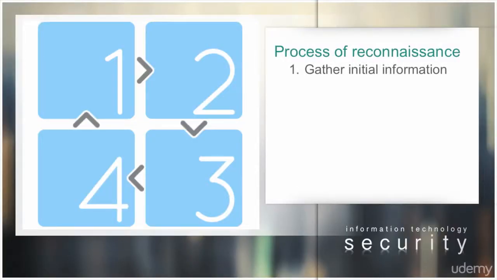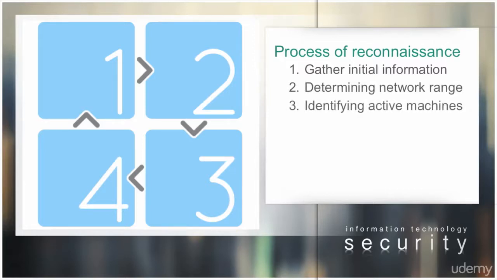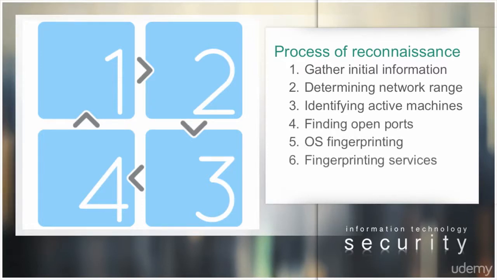So let's go back to the whole process of information gathering or reconnaissance. Okay. The process can be divided into 7 major steps. Here they are. 1. Gathering initial information. 2. Determining network range. 3. Identifying active machines. 4. Finding open ports and access points. 5. OS fingerprinting. 6. Fingerprinting services. And 7. Mapping the network.